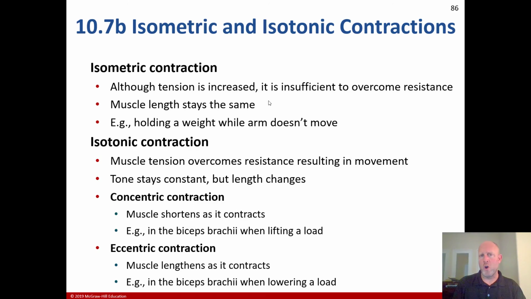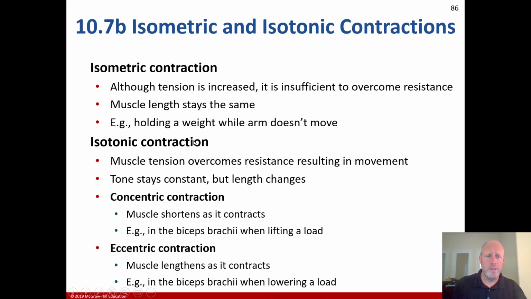So if you're holding something in place like an arm curl and you're stuck in place, you can't move it, but it's also not pulling your arm downward, pulling basically your forearm downward essentially. You're able to keep that arm fixed. We have an isometric contraction in that case. Muscle length stays the same. It's holding a weight while the arm doesn't move.